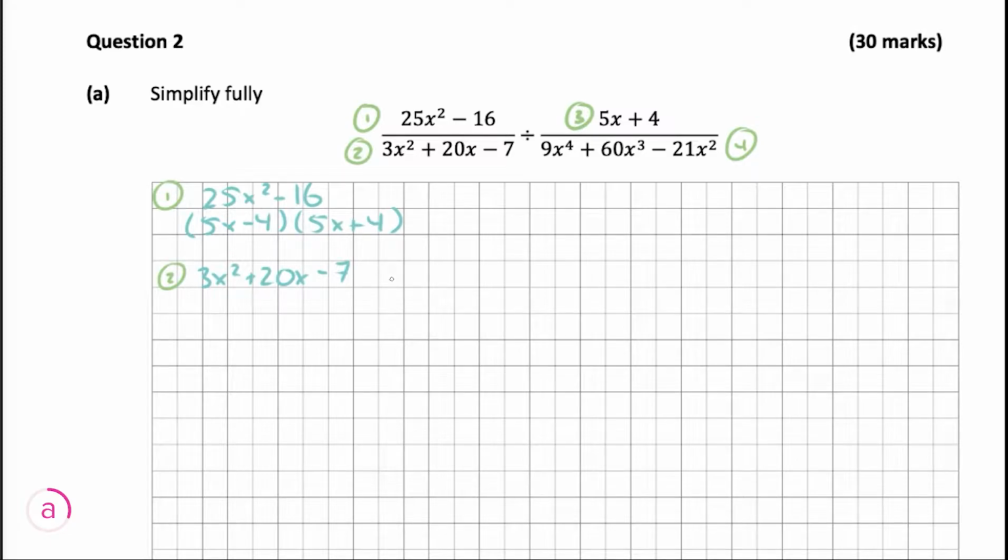So we'll simply multiply the 3 and 7 together to give us 21. And the factors that will give us 20 are 1 times 21. So then you put that back into the equation. And then factorize fully. And then it's completely factorized. And then that'll give us 3x minus 1 multiplied by x plus 7.